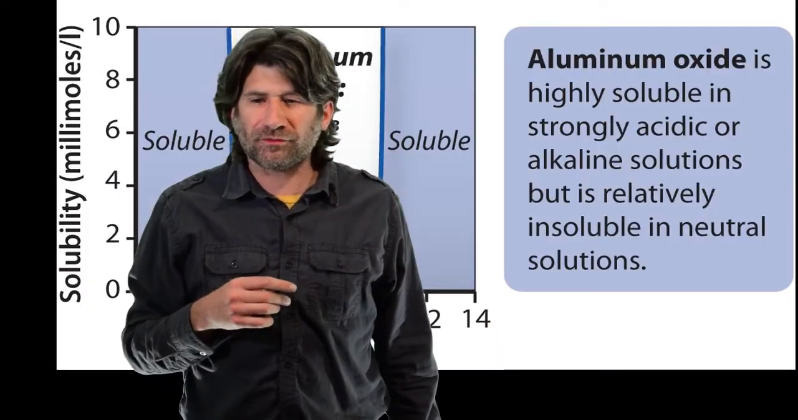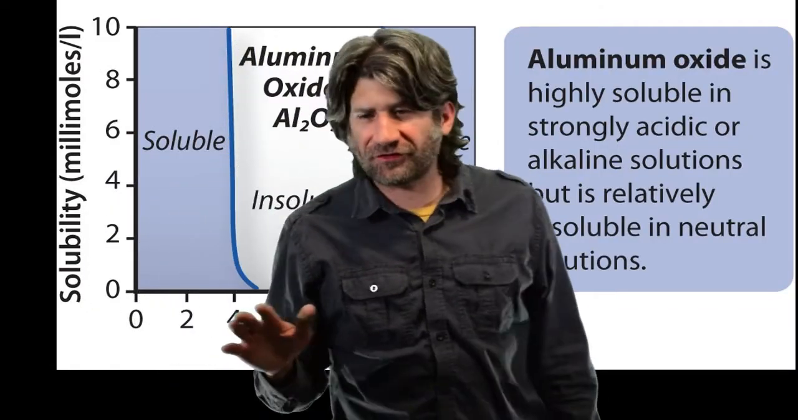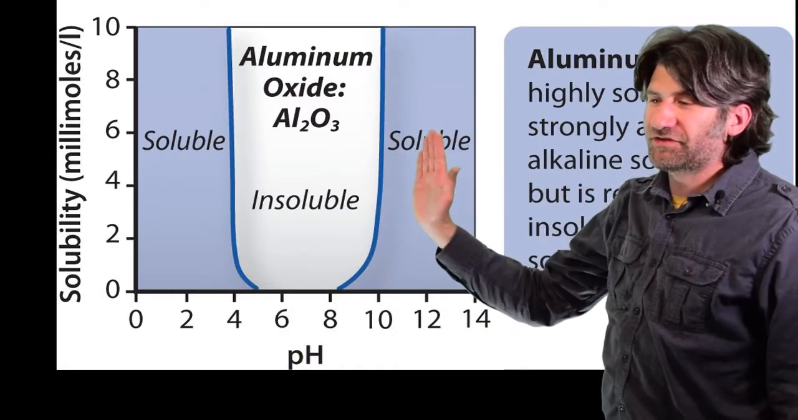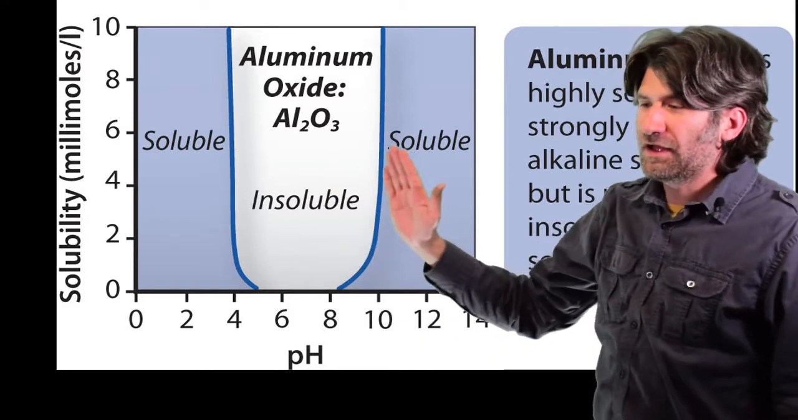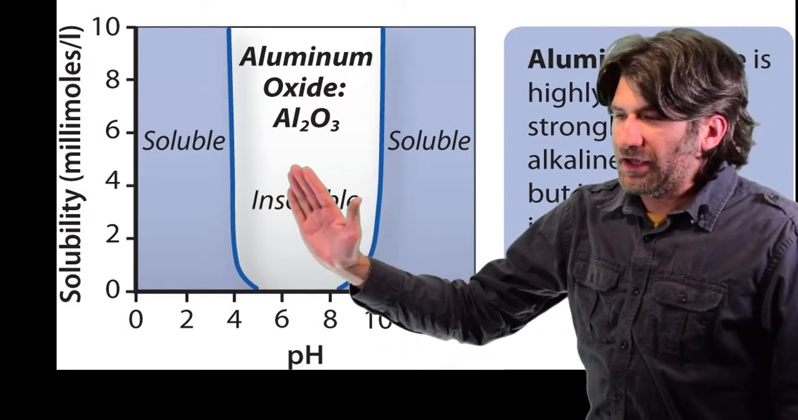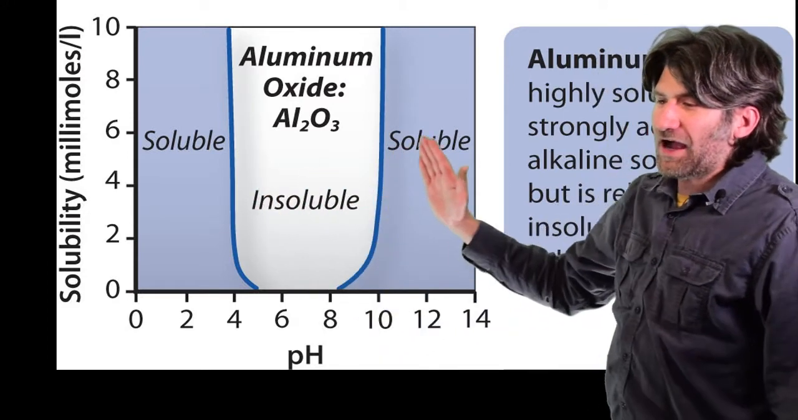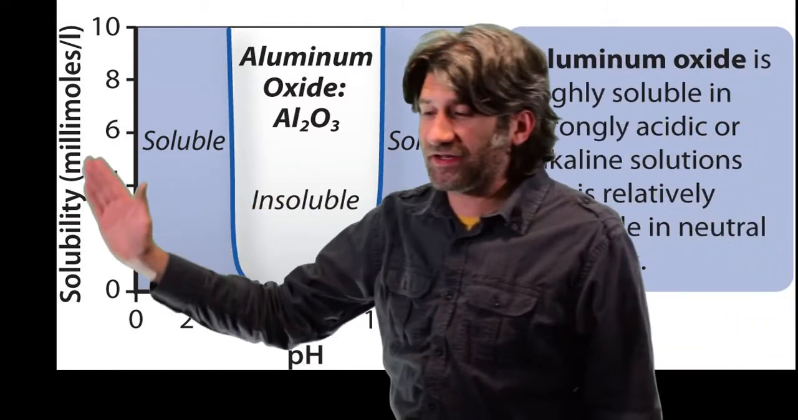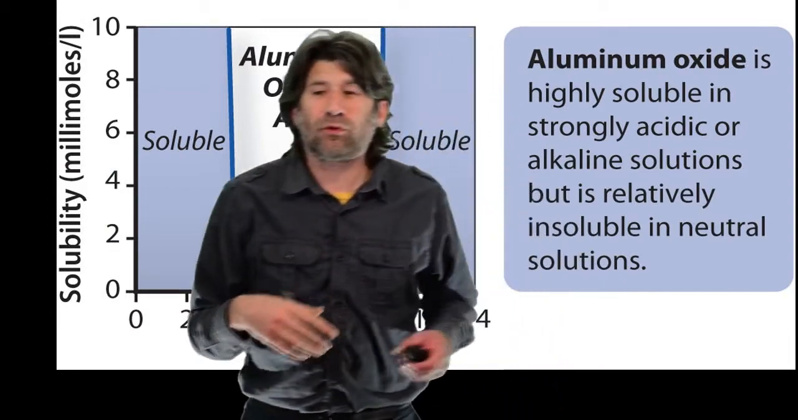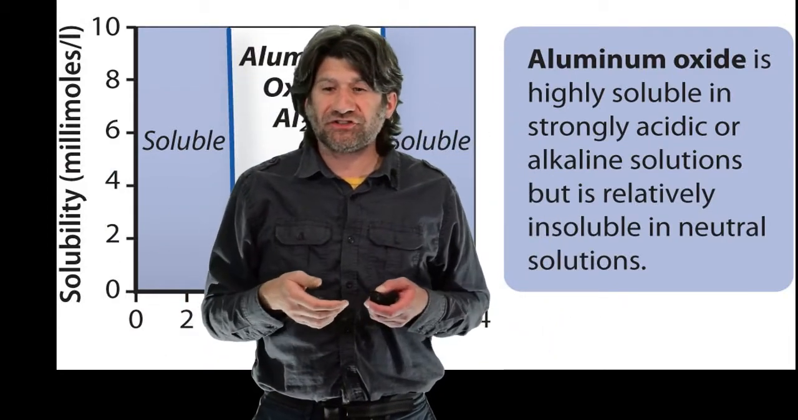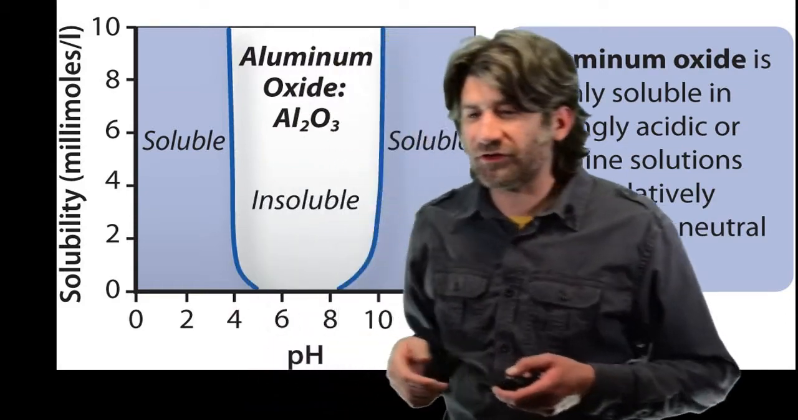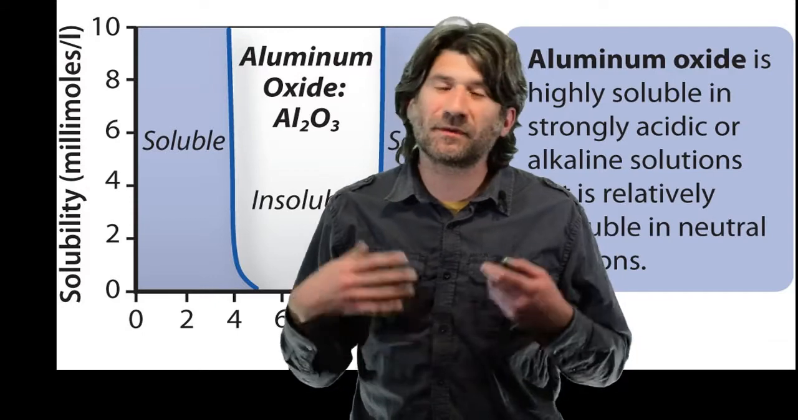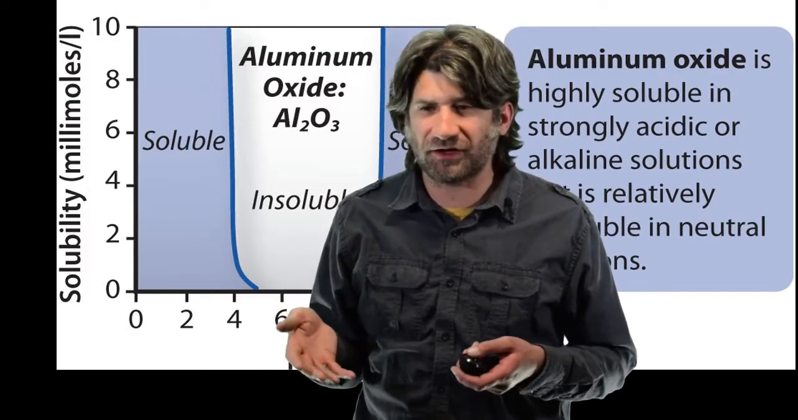Another really important mineral are things like aluminum oxides, right? So aluminum oxides here, weathering products, we generally see that these are insoluble at normal pHs, but highly, highly soluble in both basic and acidic solutions. And so that's really important for things like acid mine drainage. And so why is that? Well, a lot of these aluminum and iron oxides precipitate out of mine waters.